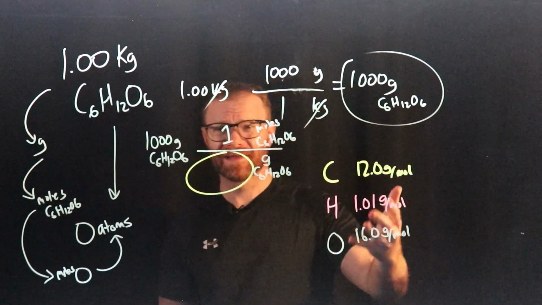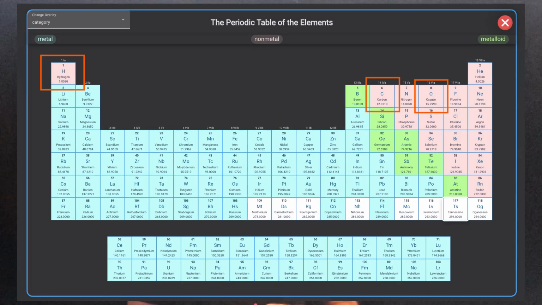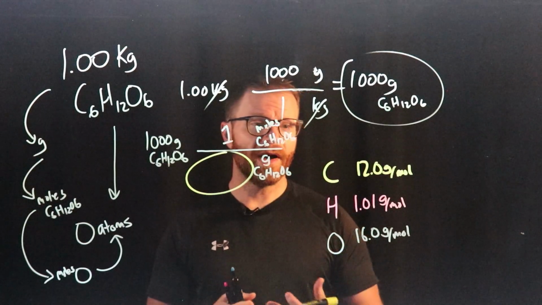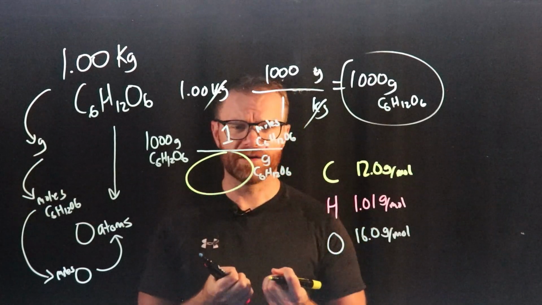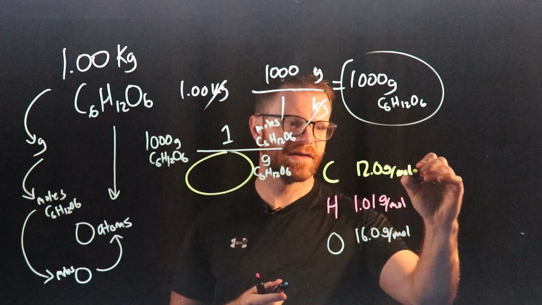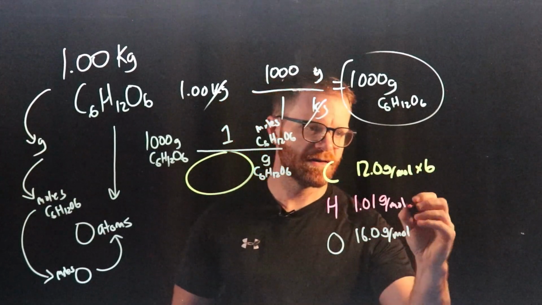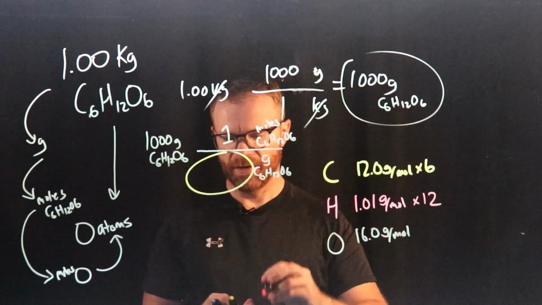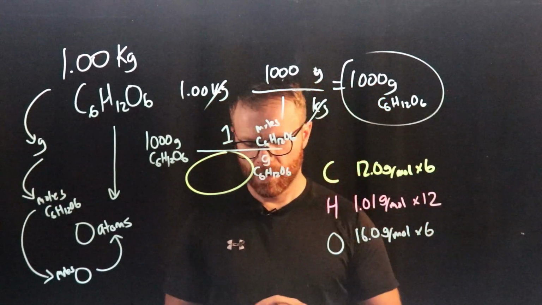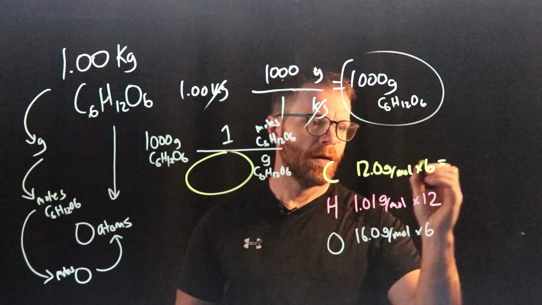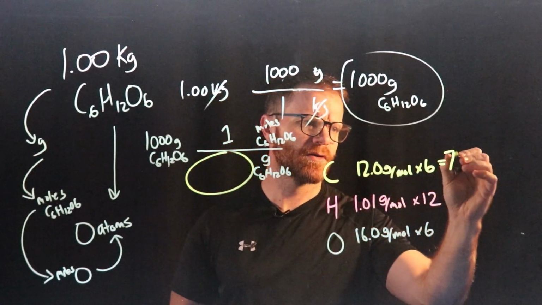I have these all memorized because these are really common elements, but you can look them up easily in the periodic table. Okay, then we need to multiply them by the number of them that there are in our particular compound. So there's 6 carbons, there's 12 hydrogens, and there's 6 oxygens. And so 12 times 6 is 72 grams per mole.